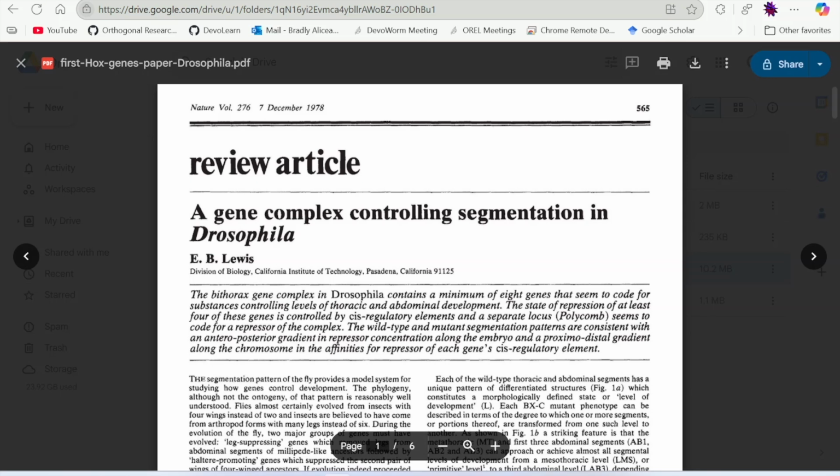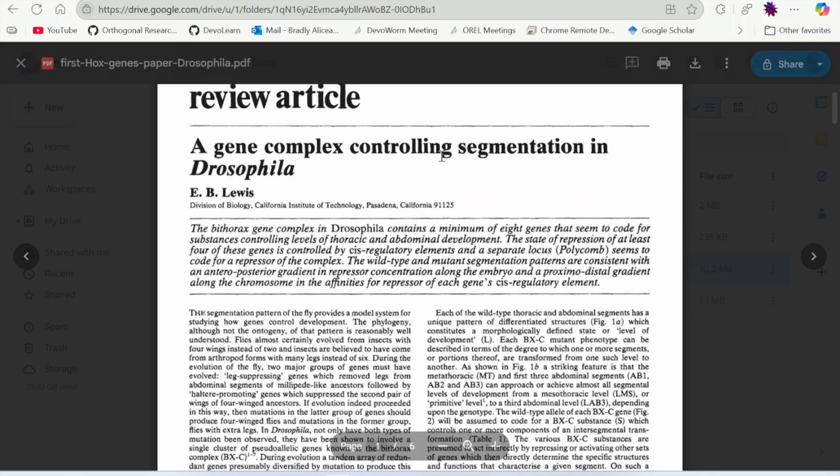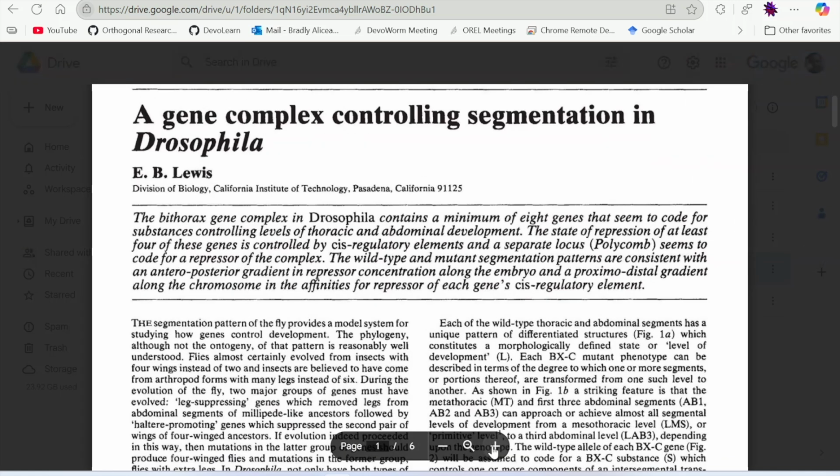So this is the paper from 1978. This is a Nature paper. This is a gene complex controlling segmentation in Drosophila. This was E.B. Lewis. And this is just the original study where they discovered this gene complex and how it controls the segmentation in the phenotype. And of course, the segmentation happens in development.